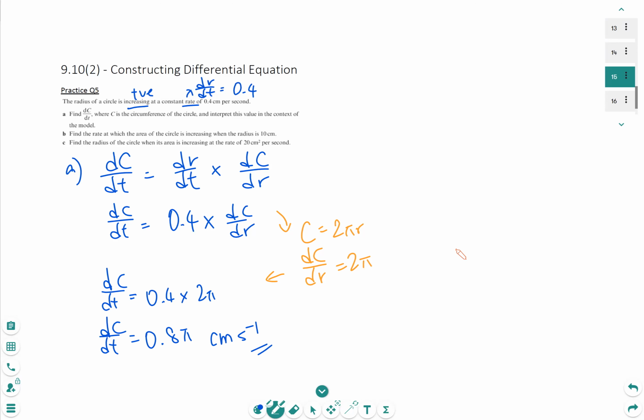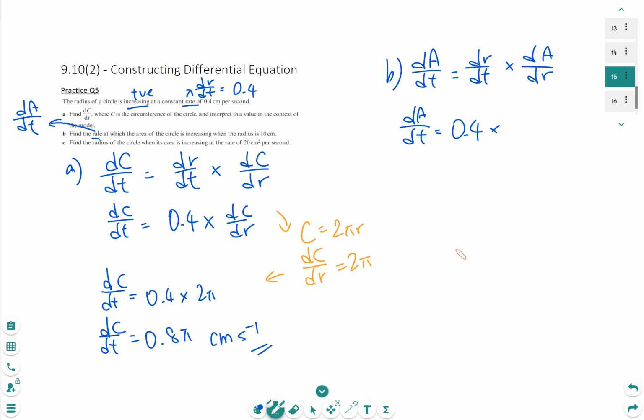Part B, find the rate at which the area is increasing. So this time we want to find dA by dt. So we have to make up something similar this time. The question wants us to find dA by dt. We are given dr by dt, so we just have to times by dA by dr. Right, so the same thing, dA by dt equals dr by dt, which is 0.4.